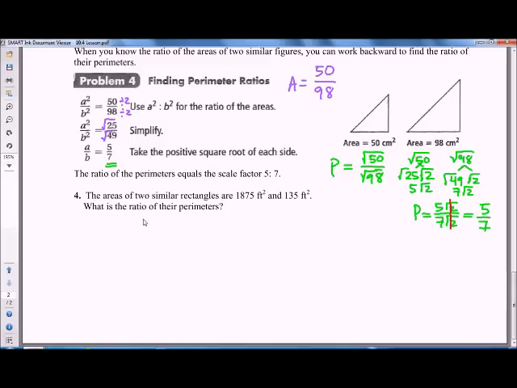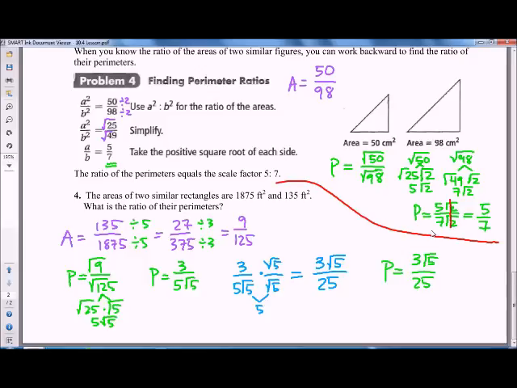So let's look at our last example here. Why don't you pause the video and try this one. All right, this one was a little tricky. We were given the areas of 2 similar rectangles, and I chose to put mine small over large. You could have put yours large over small. It doesn't matter. It only matters if you are directed to which one needs to go first. And we need to find the ratio of the perimeters.